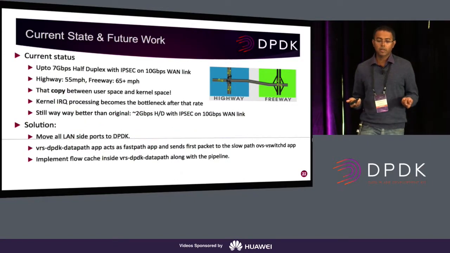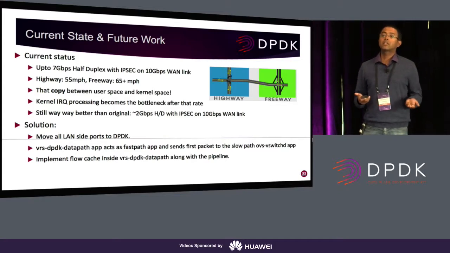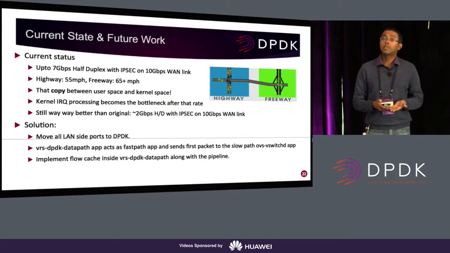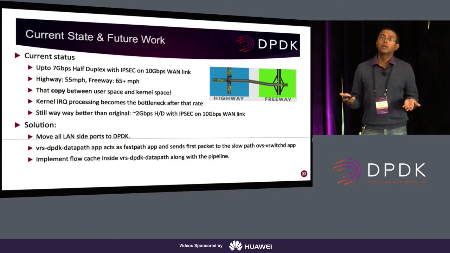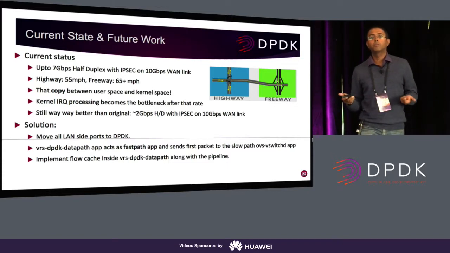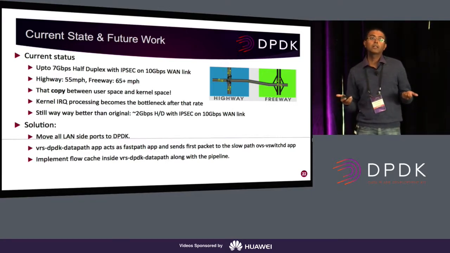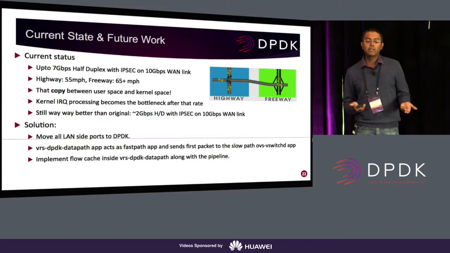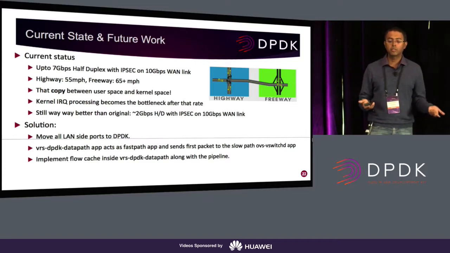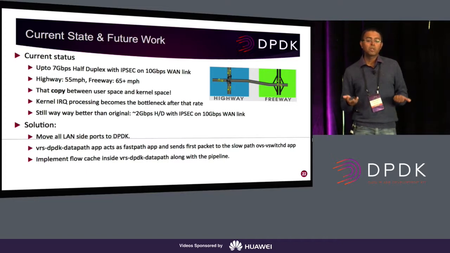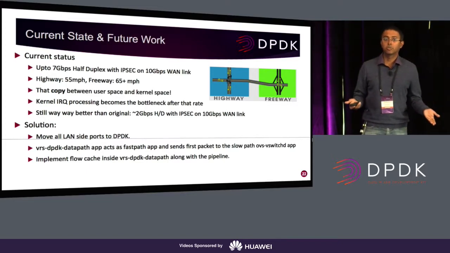Initially, our goal was to productize this, and time to market was crucial. When we had started out this project, we had our gateway, which had 16 gigs of RAM and up to 16 logical cores. It could only deliver 2 Gbps of half duplex traffic with IPsec, and that on a 10 Gbps link. That was definitely not acceptable. With this model, we are able to go up to 7 Gbps of throughput, which is great.